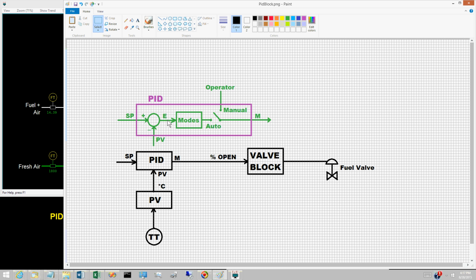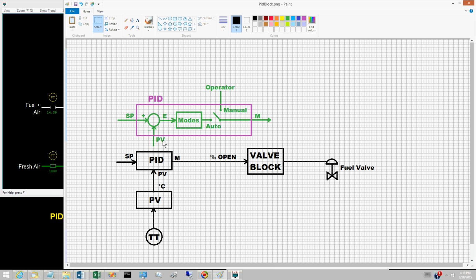As typically drawn, the control error E is the only input to the modes block. This suggests that all control modes are computed from the control error E. This is the classical form of the PID. But in digital systems, the derivative mode is more frequently based on the PV, and occasionally the proportional mode is based on the PV. Both will be the subject of later videos.